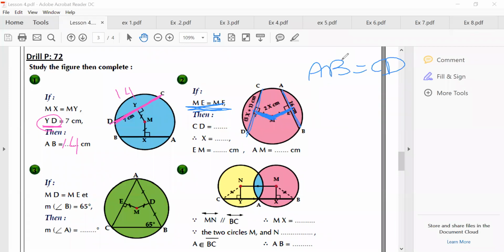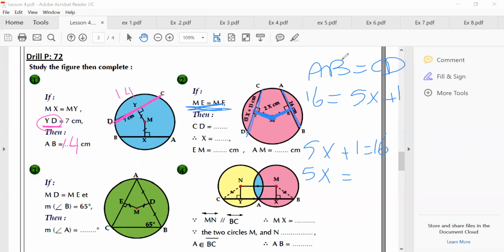Okay, so he wants me to get CD. CD equals 5x plus 1 and AB is 16, and I have proved that they are equal. So 5x plus 1 equals 16. Can you complete the equation? 5x equals what?